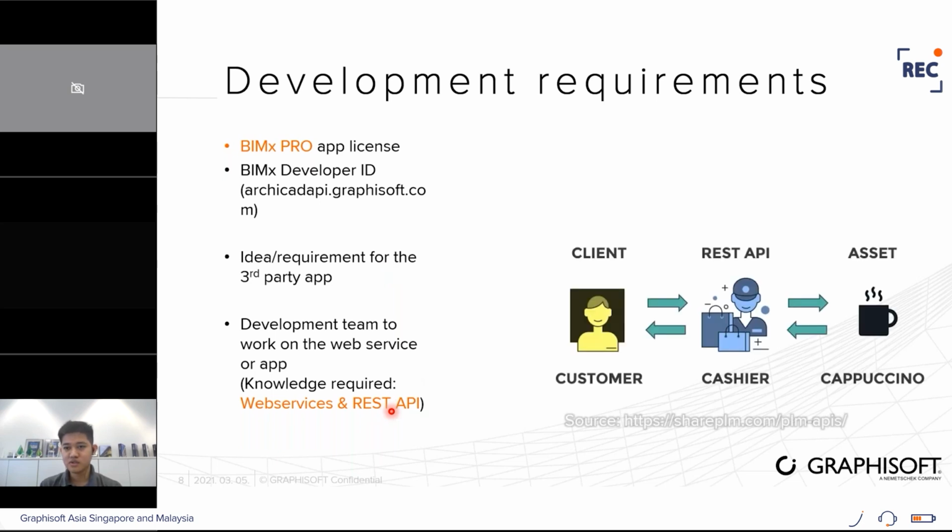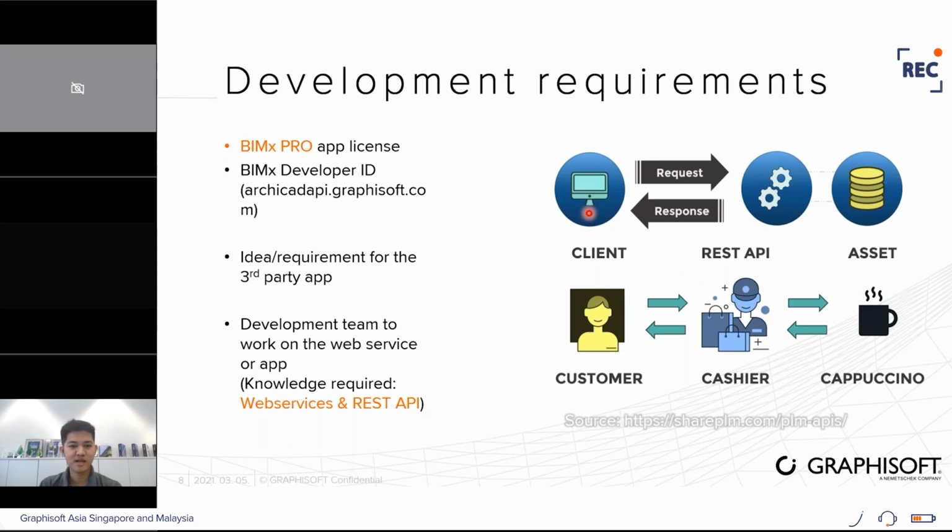Just a brief introduction to the REST API. You can see here we have a customer ordering a coffee from the cashier, and then someone from the back end or the kitchen will brew your coffee, and then it will be passed over by the cashier back to the customer. This is what the REST API actually does. From the client, it sends the request. The API endpoint will fetch the required data and then give the corresponding response.